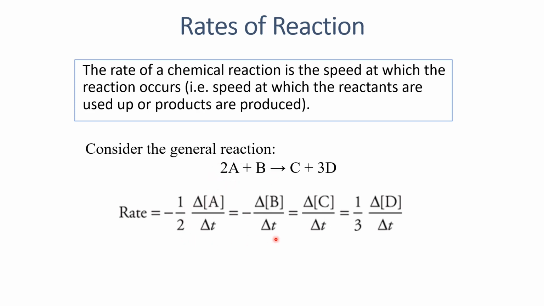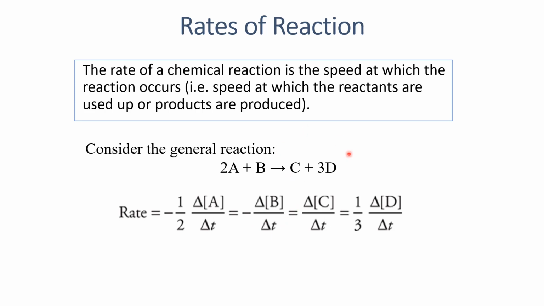For that we can calculate it as minus 1/2 delta A over delta T. Now what is the minus 1/2? It is because of the coefficient 2. As the coefficient is 2, we have put 1 over 2, and the minus sign tells you that the reactant is used up. Delta A is the change in the concentration of A, and delta T is the change in time. Similarly, for B we can write minus delta B over delta T, as for B the coefficient is 1.